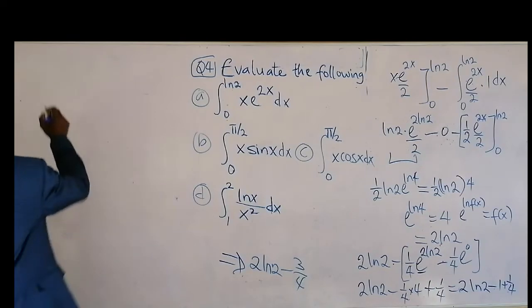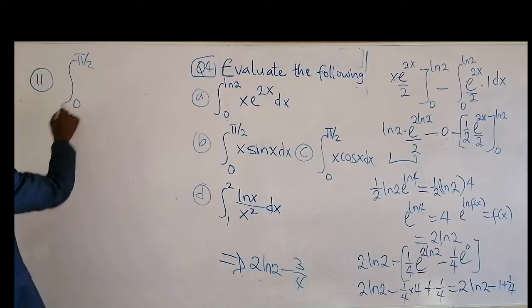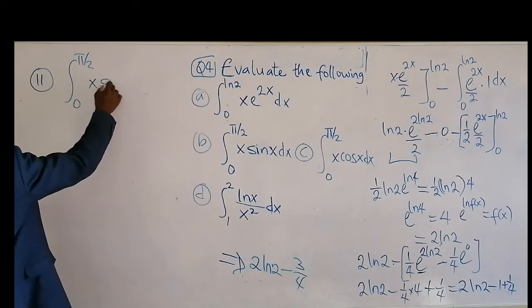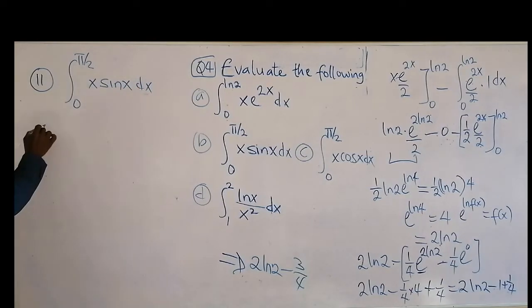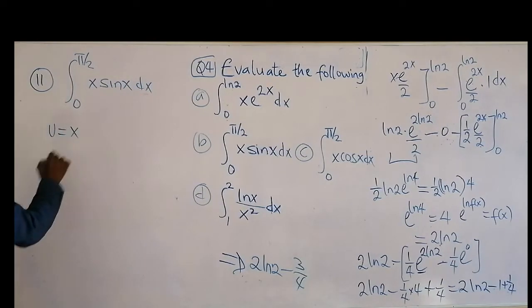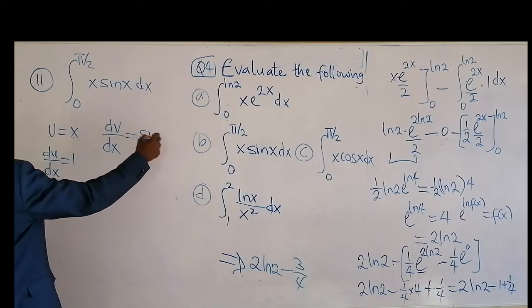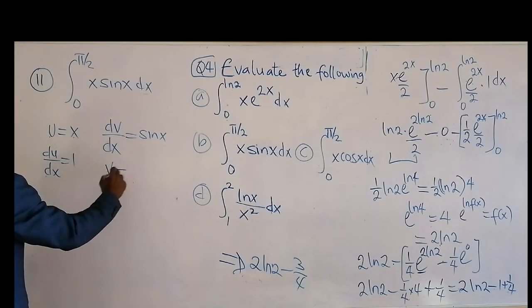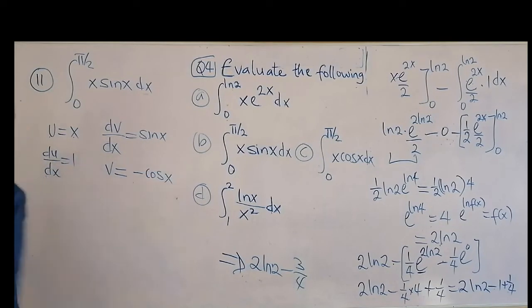Then we go to question 2. The integral with upper boundary pi over 2 and lower boundary 0 of x times sine x dx. The differentiable function is u, so u is x, and then the u dx is 1. Then the v dx is sine x. So v will become, if you integrate this, minus cos x.